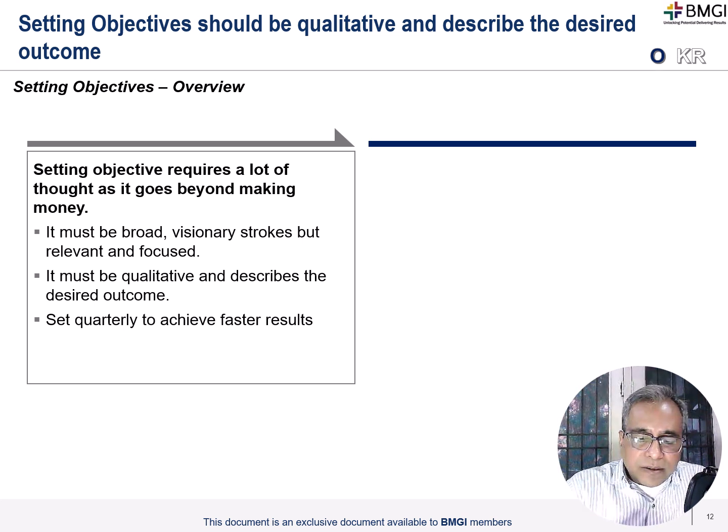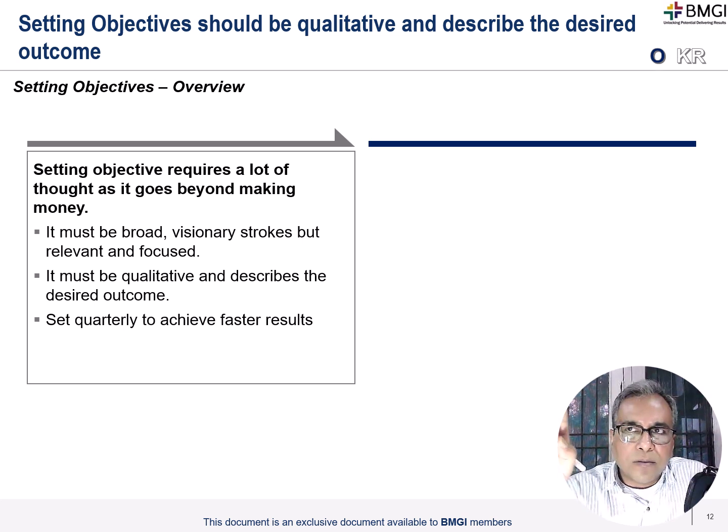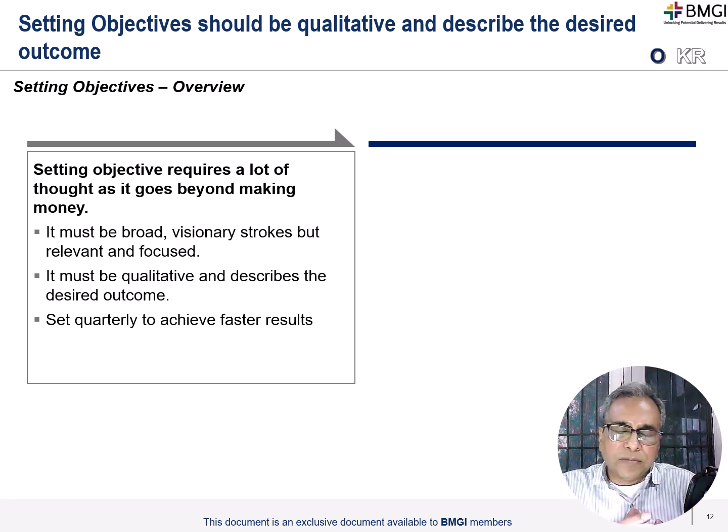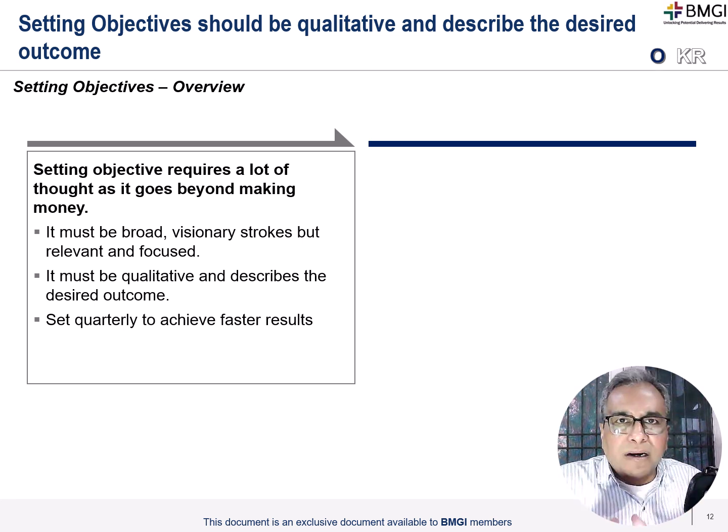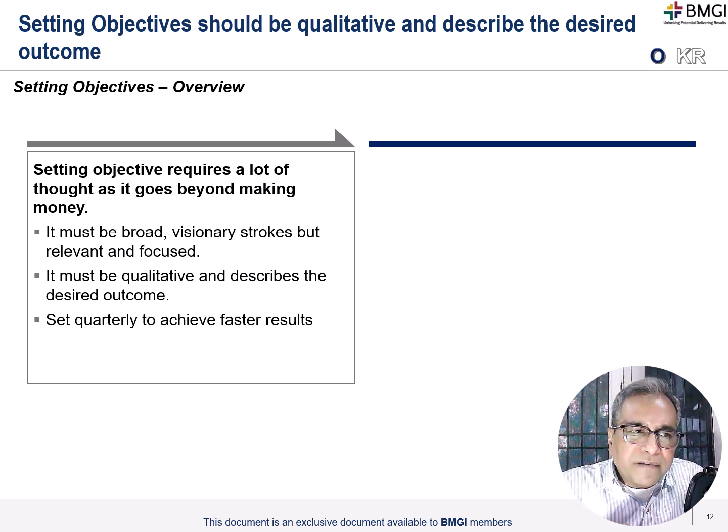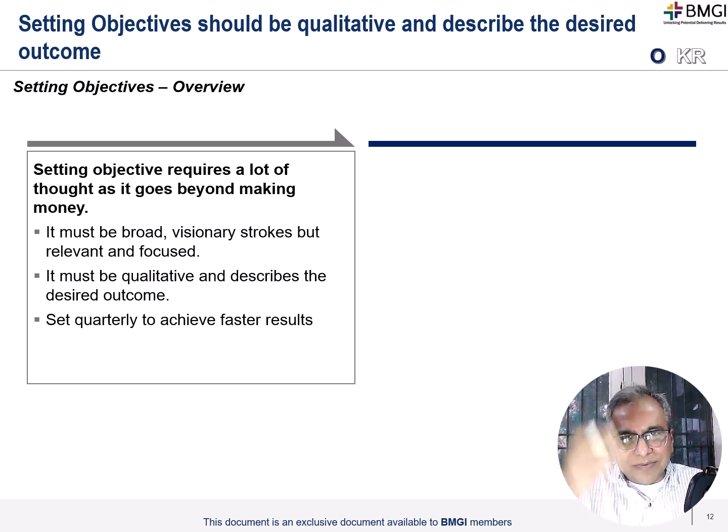The objectives are qualitative and describe the desired outcome, not output. There is a difference between outcome and output, and we are talking about outcome. So it has to be qualitative. At this objective stage, you're not trying to put a number around it or make it quantitative, and obviously break it down to quarterly results. It's like eating the elephant in parts. Smaller it is, the better it is.